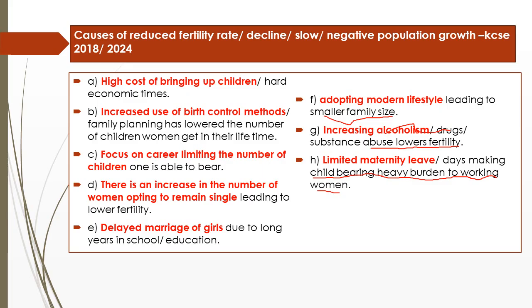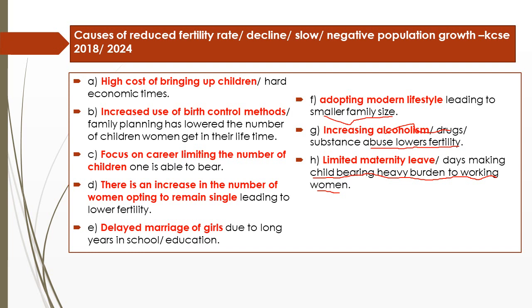We also have today, most people opting to remain single. They do what is called voluntary celibacy. They just decide that I am not going to have children. So that one lowers the population growth rate.